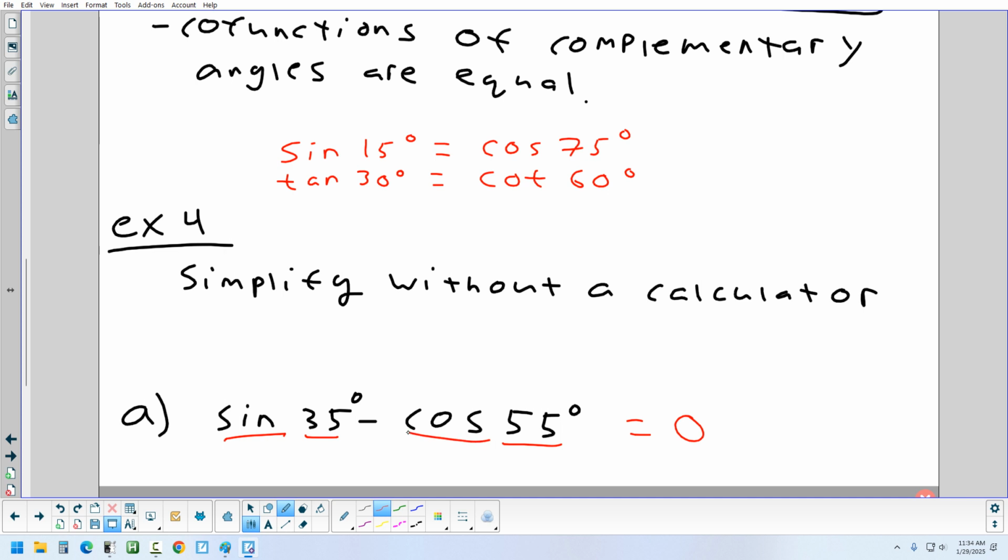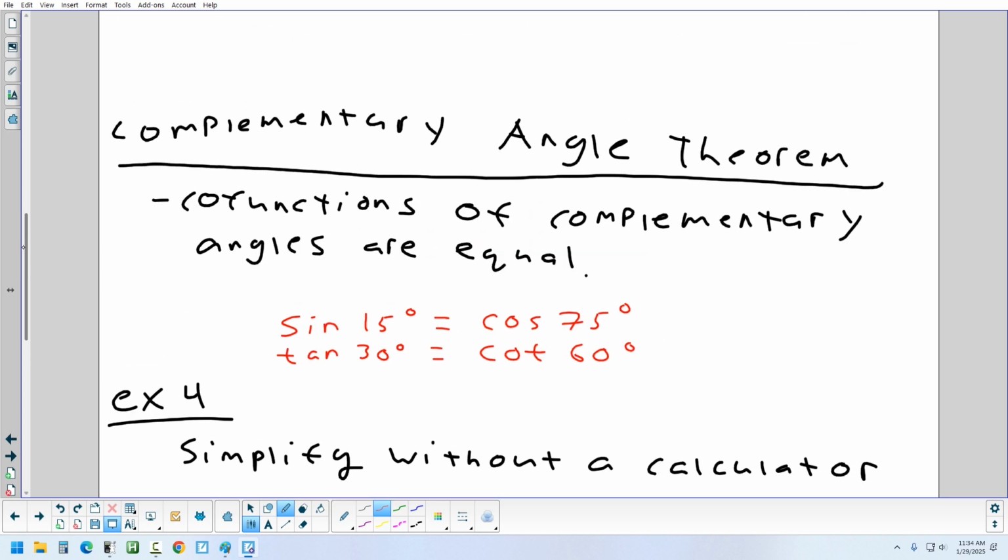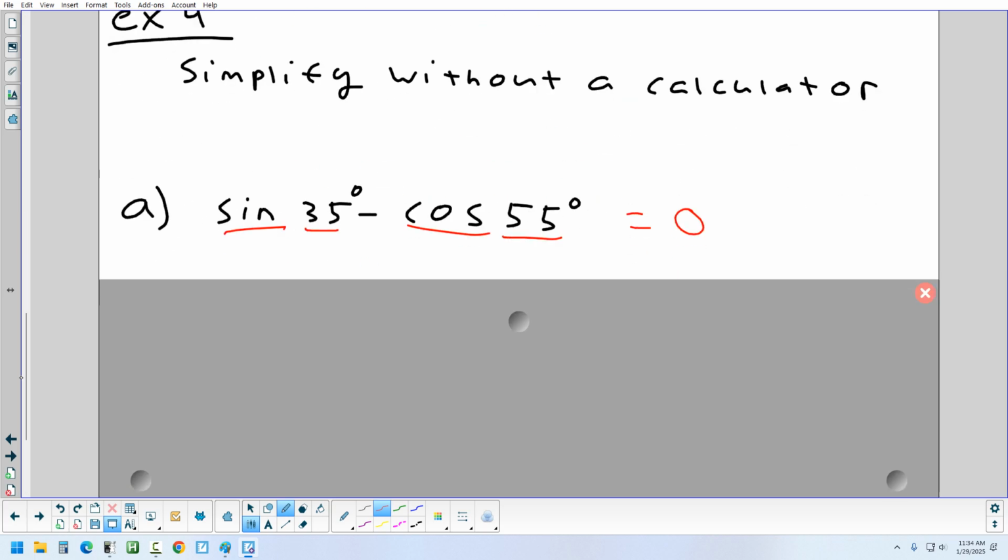So there's 3 pairs of cofunctions: sine and cosine, secant and cosecant, tangent and cotangent. Those are the pairs of cofunctions. Sine and cosine are cofunctions. 35 and 55 are complementary. That means each thing there that I'm subtracting is equal. If you subtract 2 equal things, you get 0.